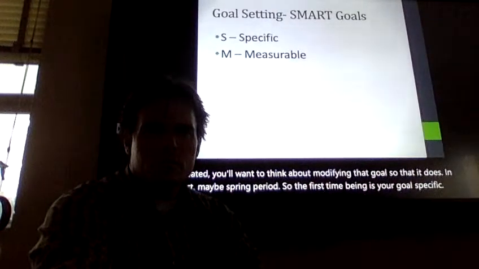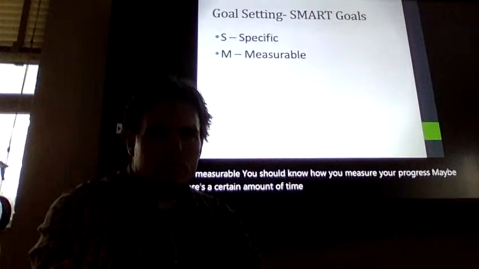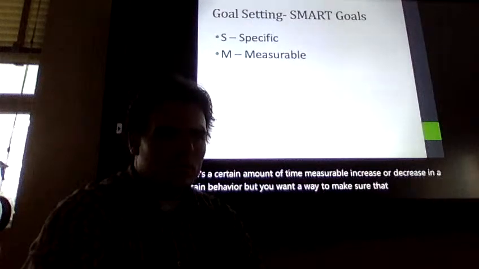Is it measurable? You should know how you'll measure your progress. Maybe there's a certain amount of time, a measurable increase or decrease in a certain behavior, but you'll want a way to make sure that you can measure progress towards your goal.